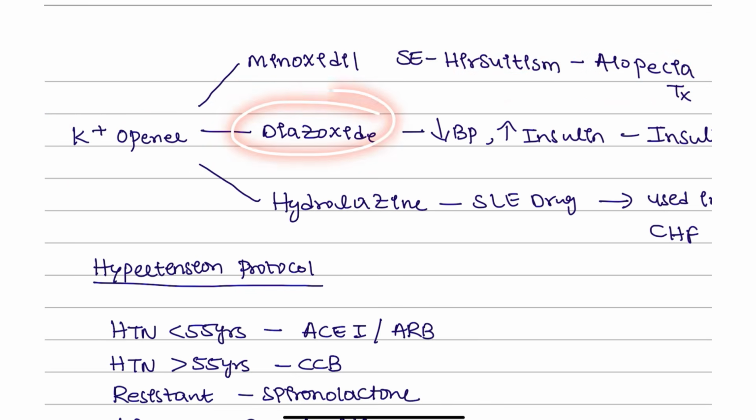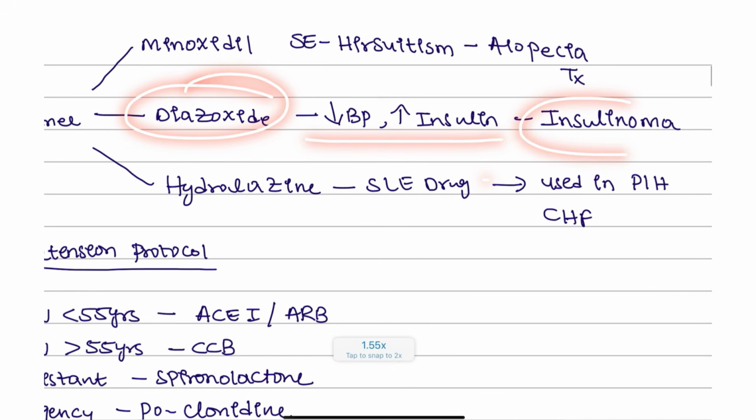Diazoxide commonly decreases the BP and increases the insulin, so commonly we use this for insulinoma patients. And hydralazine is going to cause SLE, right? So it is a drug which can cause drug-induced lupus.